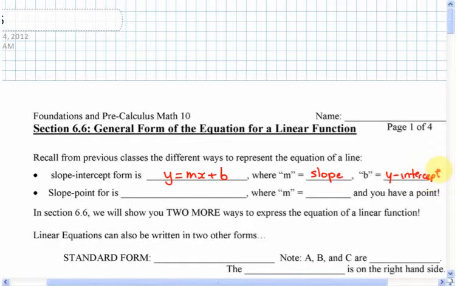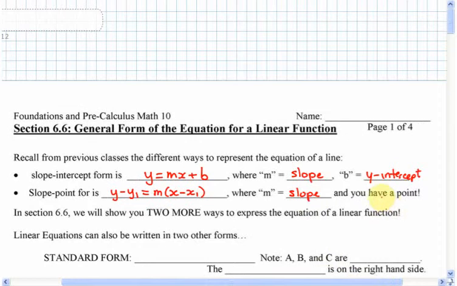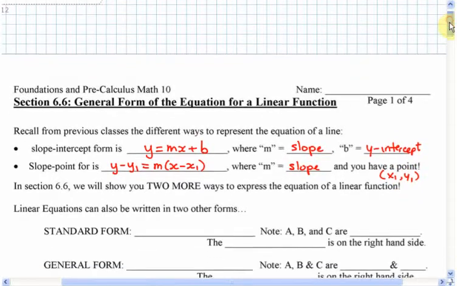Then we had these other forms like the slope-point form from last section, and that was this, y minus y1 equals m times (x minus x1). Really, the slope formula moved around. m still stands for slope, but this time you have a point, and the coordinates of the point are (x1, y1).